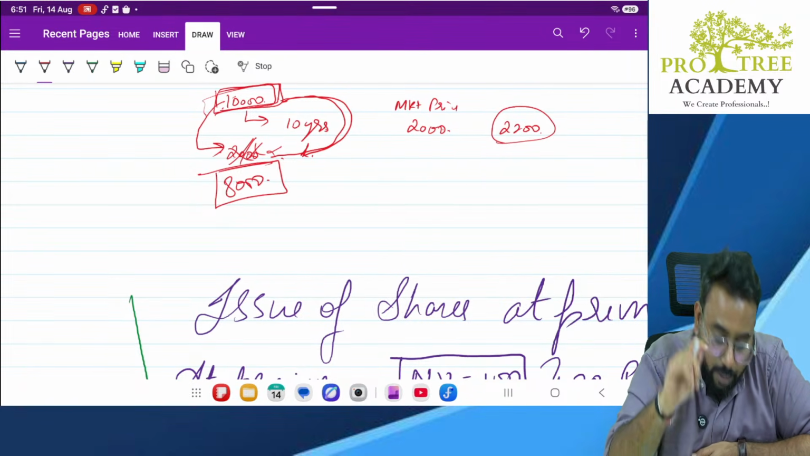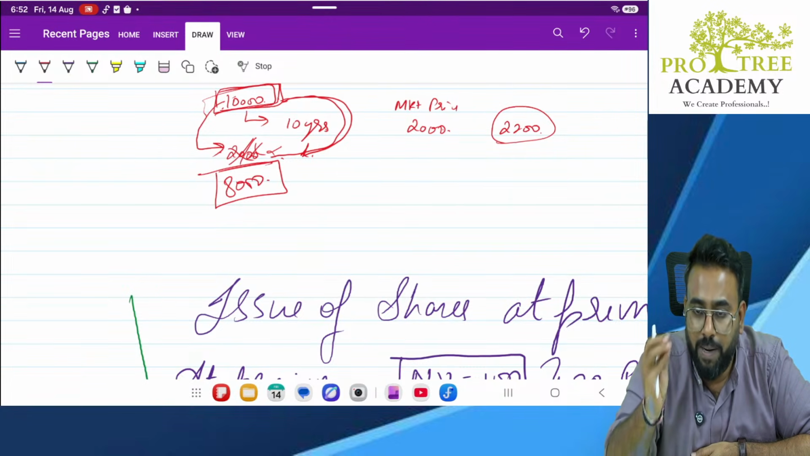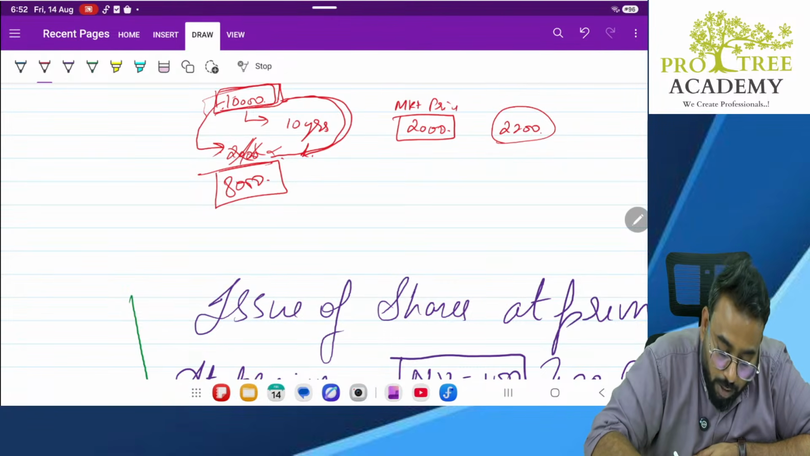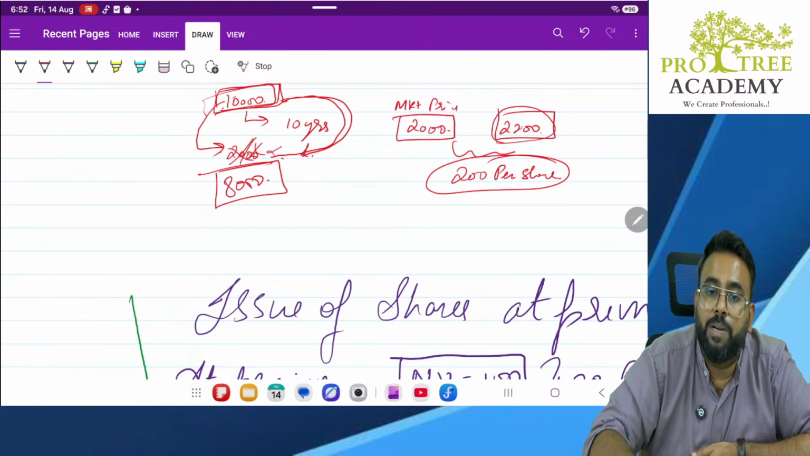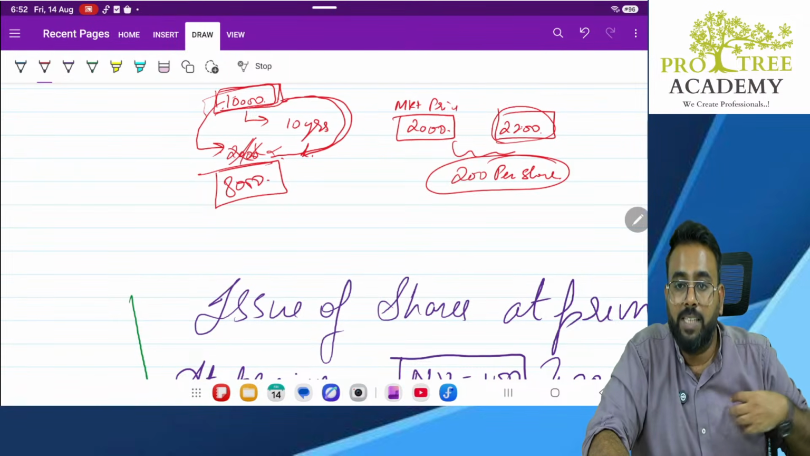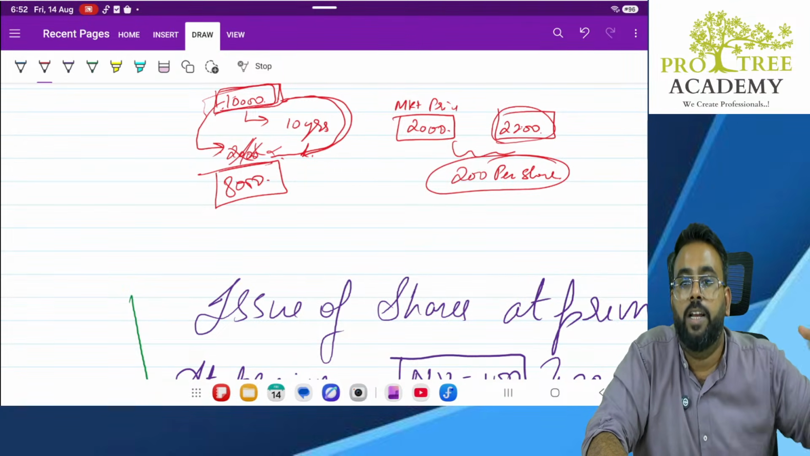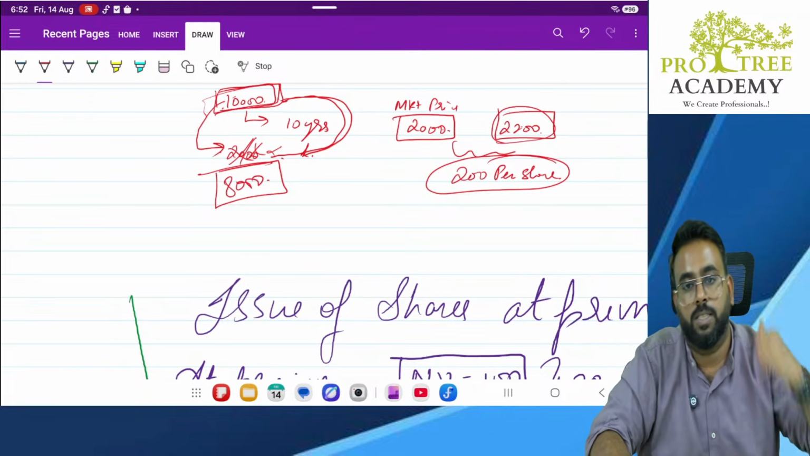There are multiple reasons. If I tell you many reasons, you will not get everything in one shot, so I'll tell you a simple reason. See, how much is the market price? 2,000. How much are you paying? 2,200. How much extra are you paying? 200 per share. This 200 per share is nothing but the company has earned a lot of profits.